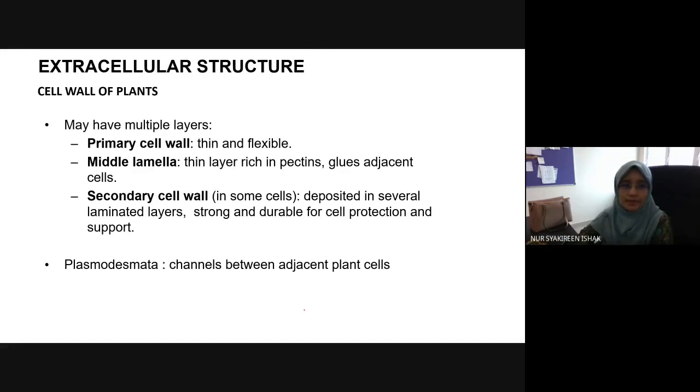Okay, so the cell wall is made up of multiple layers. So you have the primary cell wall, which is thin and flexible.